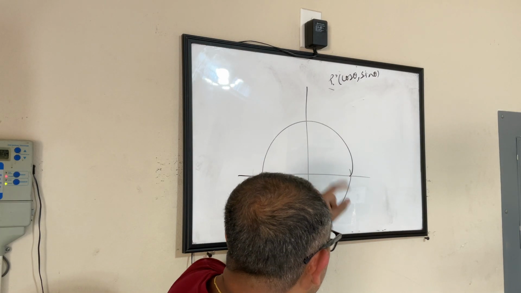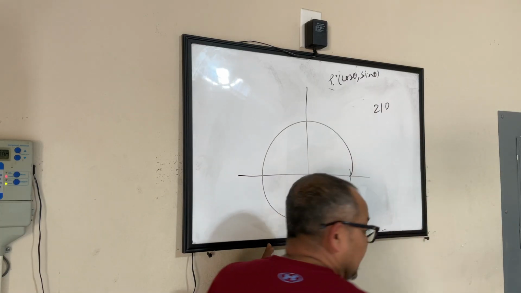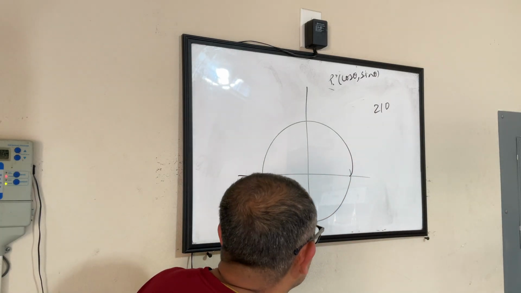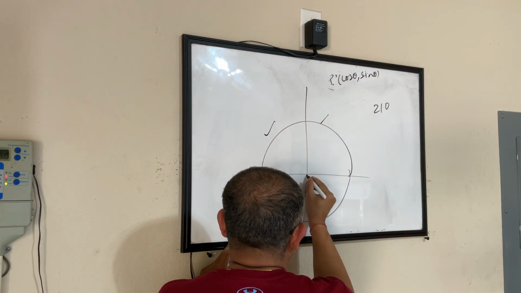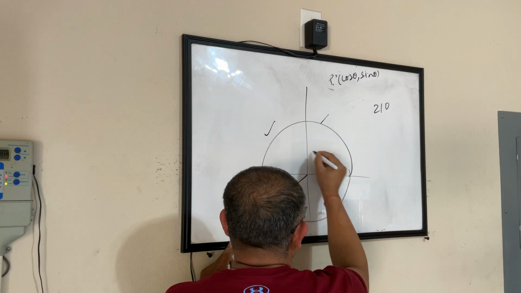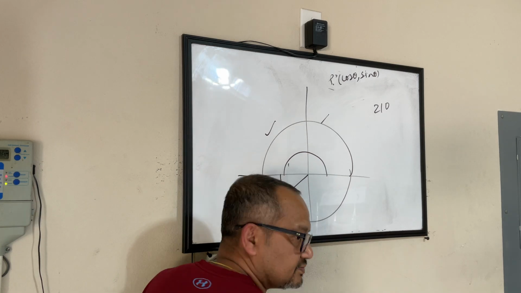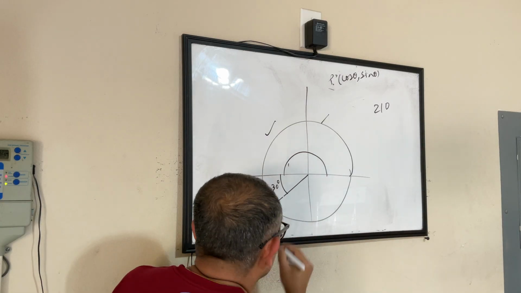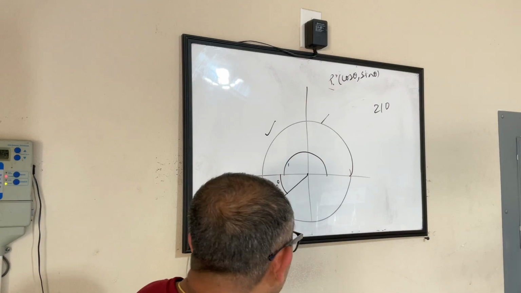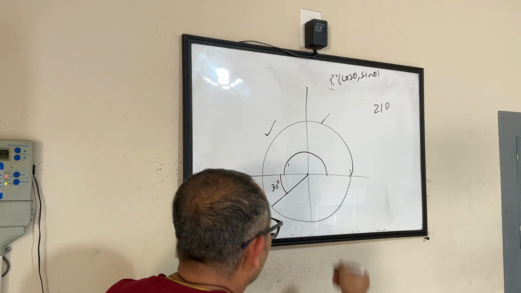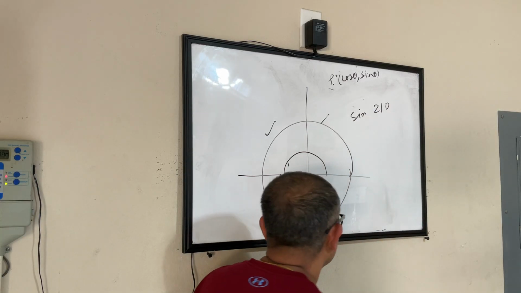Now look at, let's say, 210. First try to visualize where 210 would be. This is 90, 180. 210 will be somewhere here. Meaning after 180, another 30 degrees. So this becomes my angle for which I am trying to find out the value of sine 210.